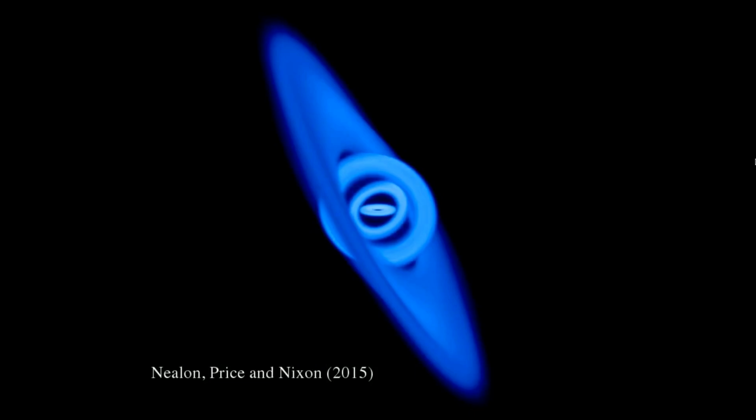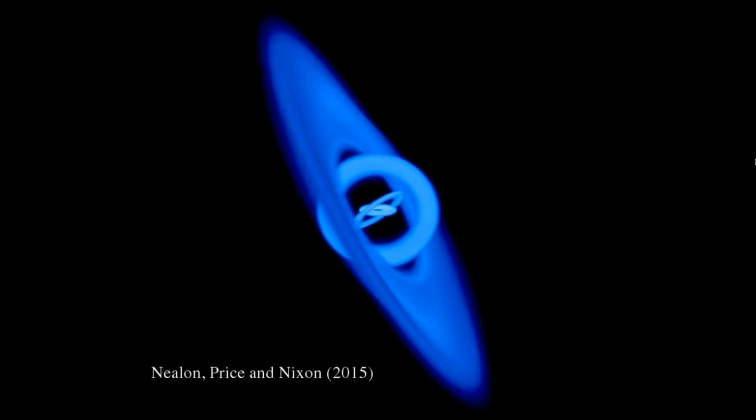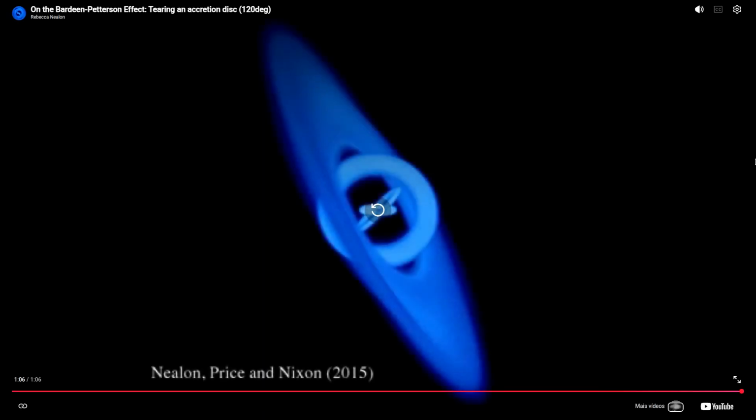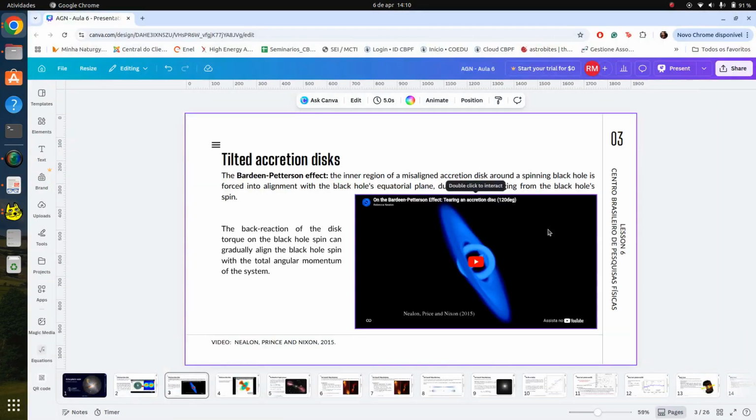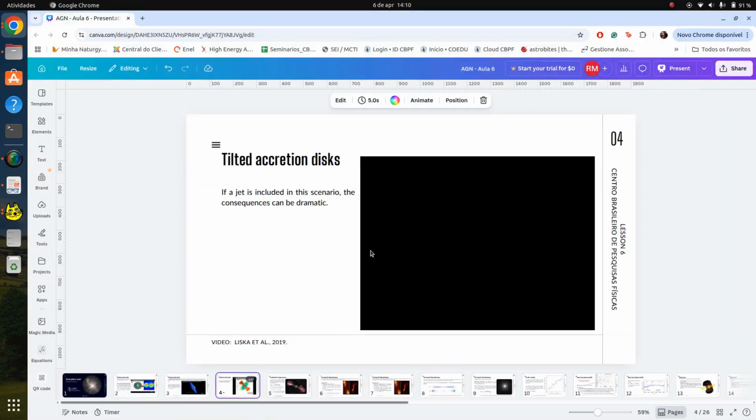Okay, now here we have the Bardeen-Petterson effect. You see that the central disk is very stable and aligned with the equator of the black hole, while the outside ring-like disks are precessing. You see that the closer to the black hole, the stronger is the precession. Okay.